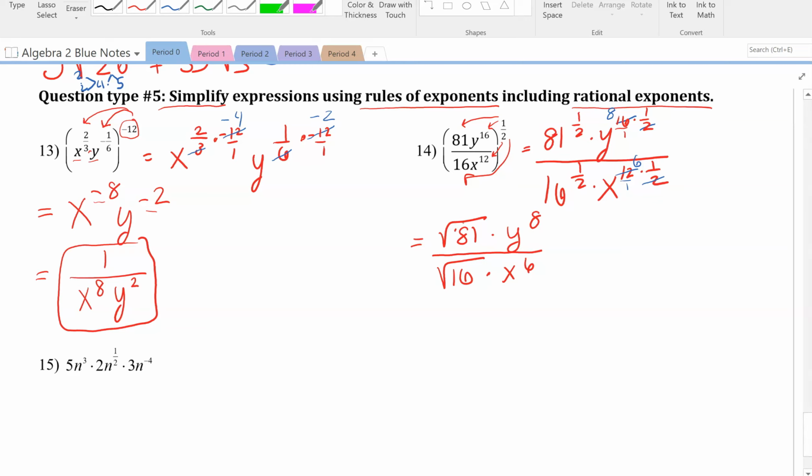And then, of course, we know the square root of 81 is 9, and the square root of 16 is 4. So we can evaluate those, right? 81 to the 1/2, we actually could find the value of. 9 is one of the two factors that multiply to 81. 4 is one of the two factors that multiply to 16. These are the square roots. So this is our final answer here.